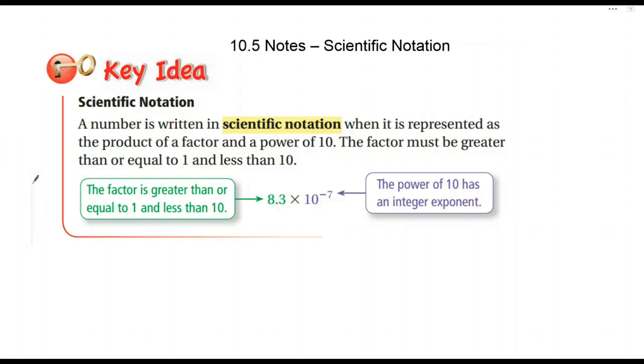All right, this is 10.5 notes. This is scientific notation. A number is written in scientific notation when it is represented as the product of a factor and a power of 10.